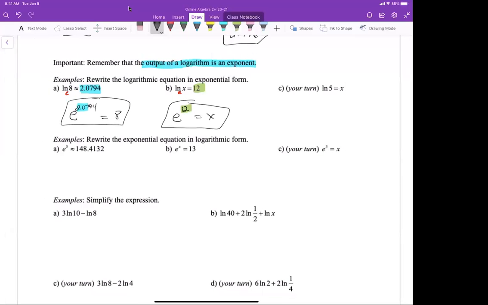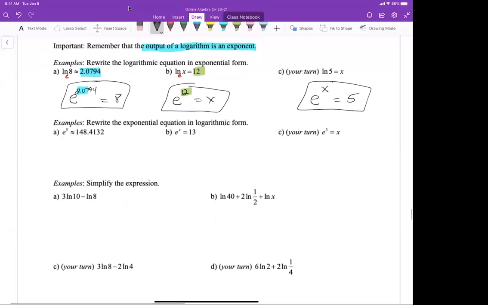Welcome back. So the base is e, the exponent is the x, which was the output of my log, and the answer is 5. So e to the x power is equal to 5, and we have rewritten that log in exponential form. Now we're going to go the other way. Rewrite the exponential equation in logarithmic form. Now I know that the base is e, so I have the ln of base e, which I don't have to write, that is implied.